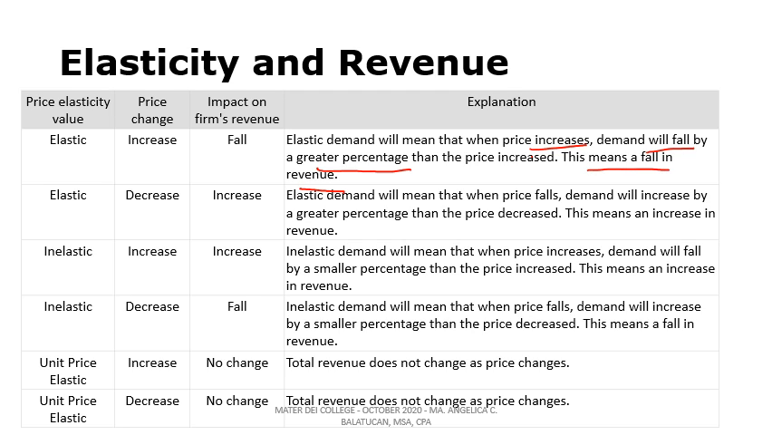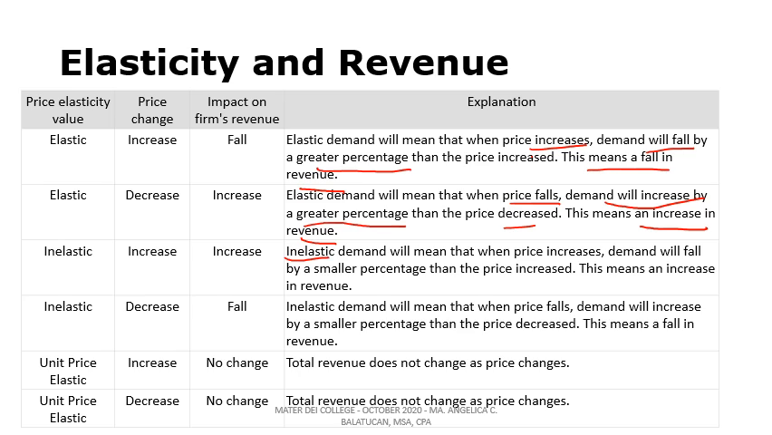An elastic demand will mean that when the price falls, the demand will increase by a greater percentage than the price decreased. So the reaction in demand is also large. If the price goes down, the demand rises a lot. And this will mean an increase in revenue.